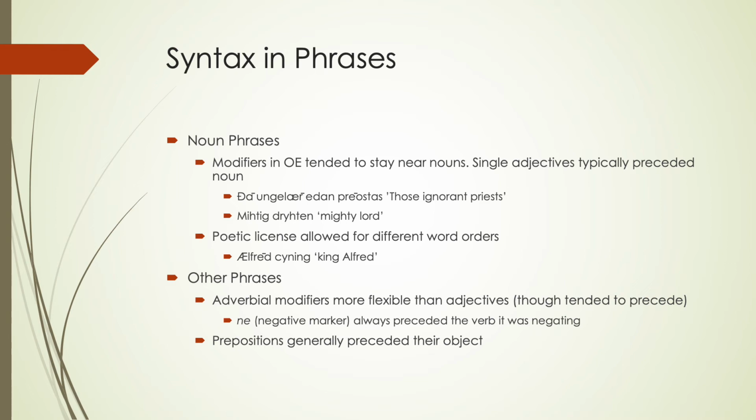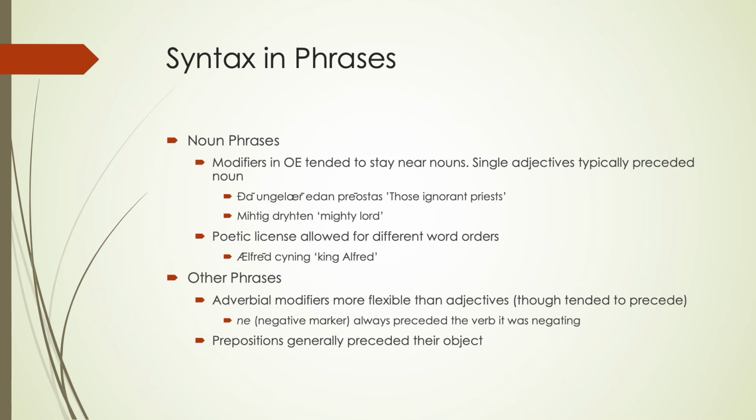And then we would see more flexibility with adverbial modifiers than with adjectives, so they did still tend to precede during this time. The negative marker was always preceding the verb it was negating. And this is something that still remains relatively flexible in present-day English, more than other word classes, although we are more likely to, by default, put an adverb after the verb now than what we would have seen in Old English. We can still move adverbs around pretty easily in English as a sort of unique aspect of syntax flexibility.